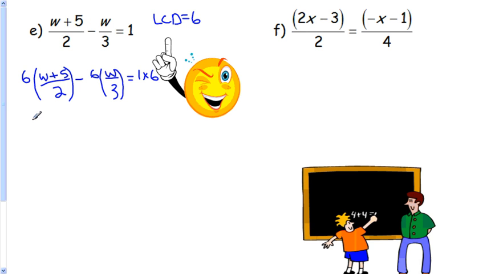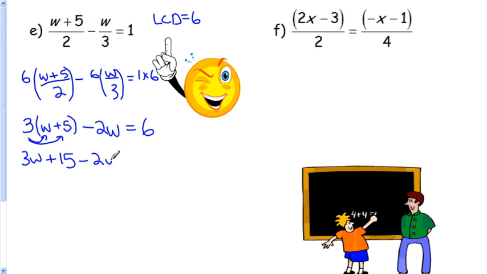So 6 divided by 2 will give me 3. And now I have the w plus 5. Okay, 6 divided by 2 gives me 3, and that's how I get the 3 there. Now, 6 divided by 3 will give me 2, and then all I'm left with is a w, and then 1 times 6 is simply 6. Okay, now I just have to expand this, or distribute this, so I get 3w, multiplying here. Don't forget to multiply the 3 by the 5, so plus 15, minus 2w is equal to 6.